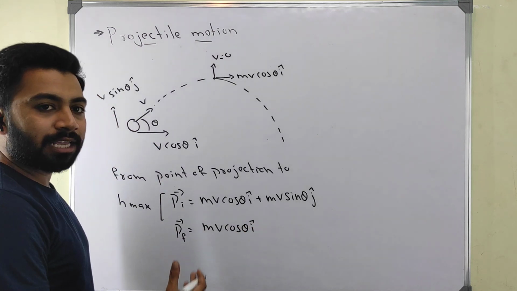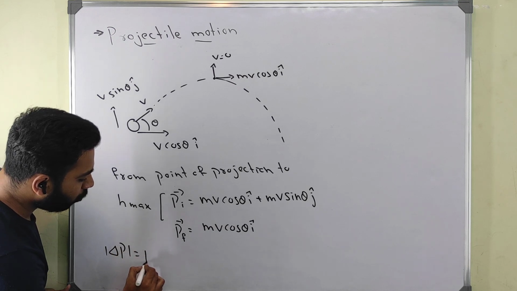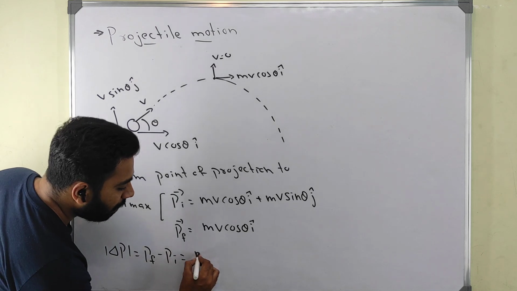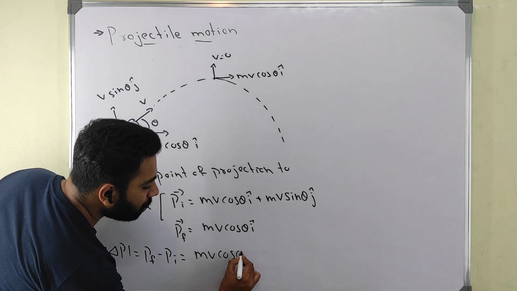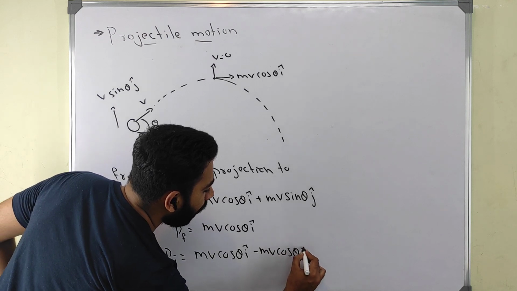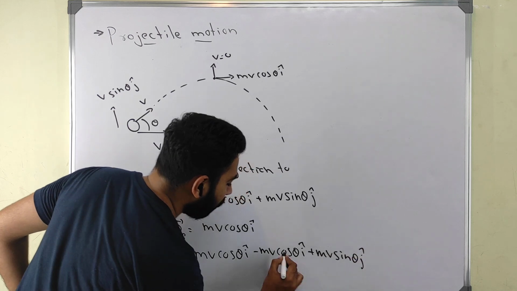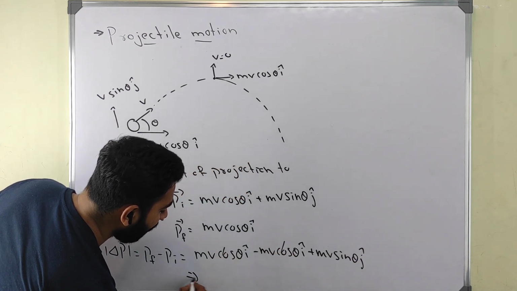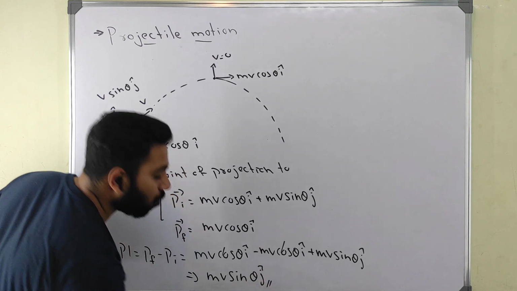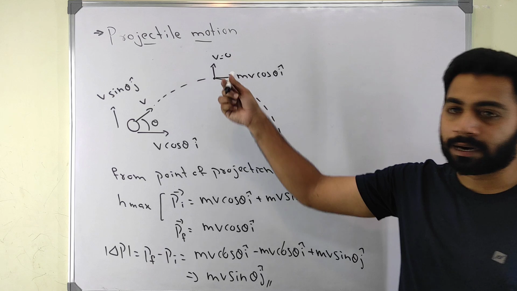Now they are saying rate of change of momentum, which is equal to p final minus p initial. If I subtract, I get mv cos theta i cap minus mv cos theta i cap plus mv sin theta j cap. Both i cap terms cancel, and I remain with mv sin theta j cap. So my change in momentum from the point of projection to maximum height is this one.